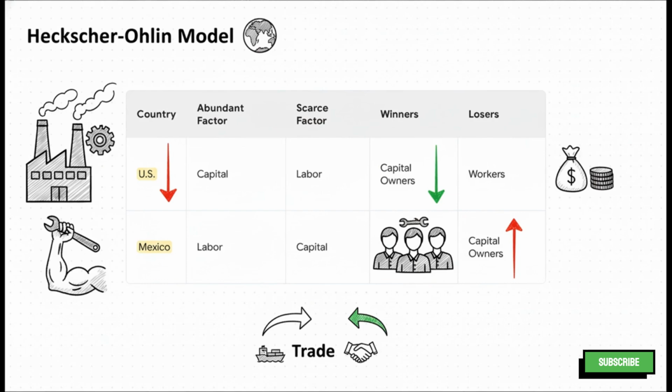Let's take a capital-abundant country like the US. The owners of capital, we're talking factory owners, shareholders, they're the winners from trade. But labor is the scarce factor there, so workers might see their real wages go down. Now, flip it for a labor-abundant country like Mexico. It's the exact opposite. Workers are the ones who benefit, while the owners of capital might lose out. And this right here, this explains so much about the politics of trade, doesn't it?